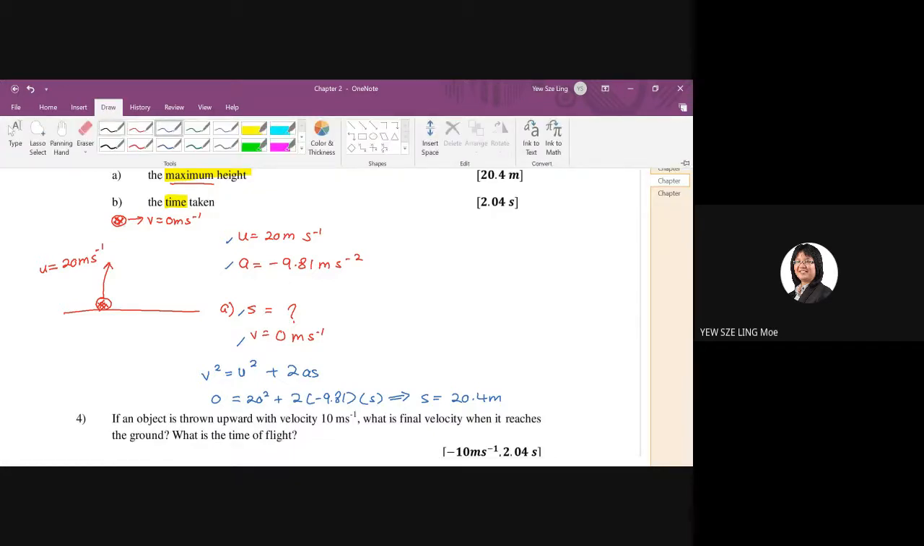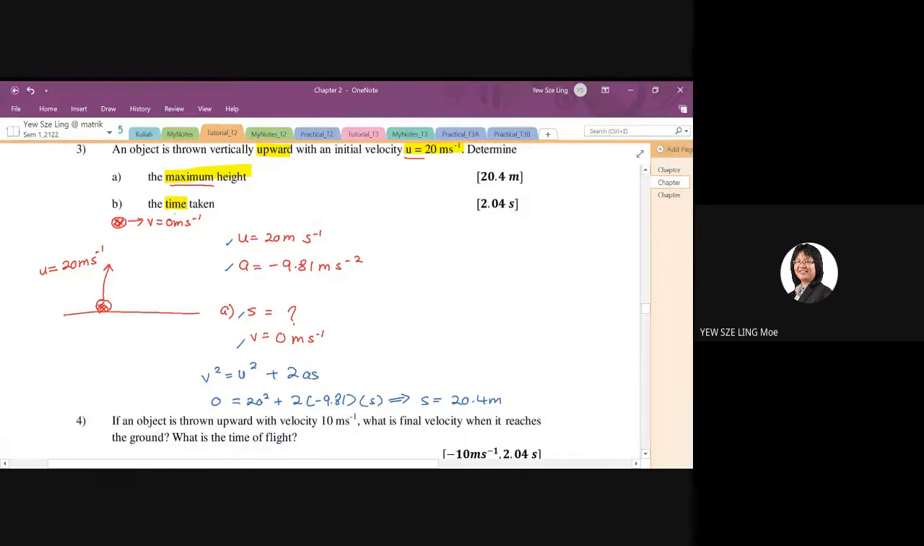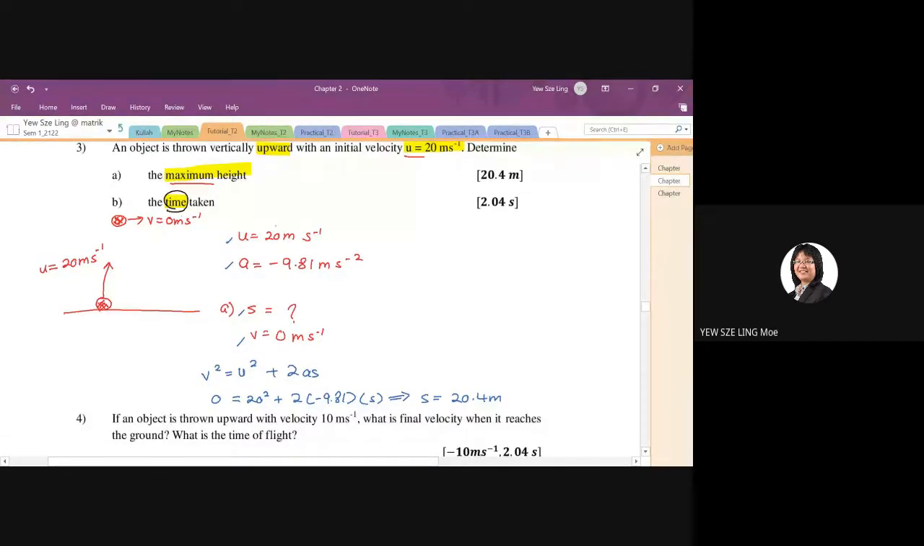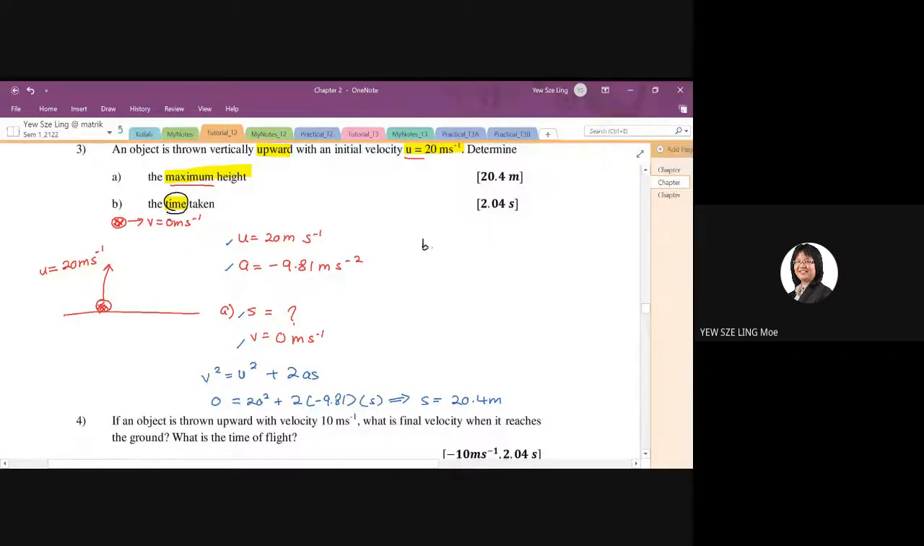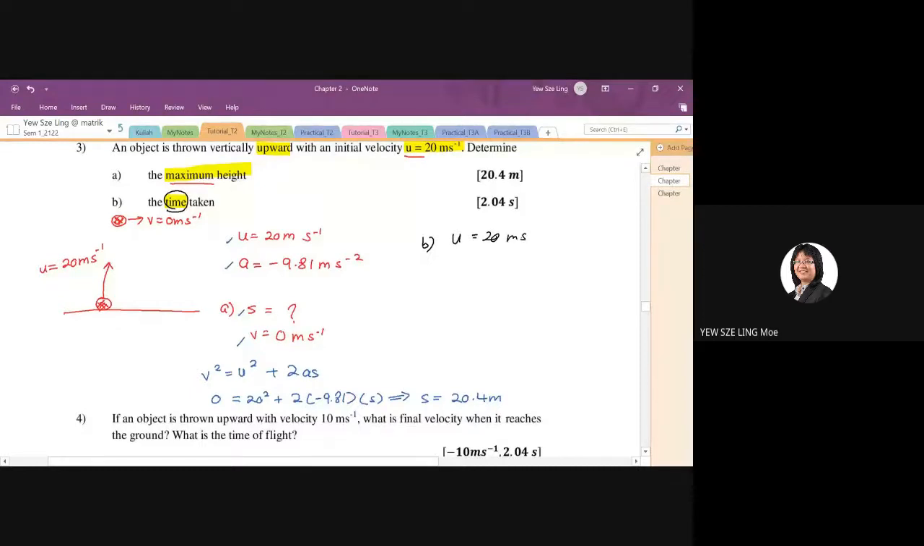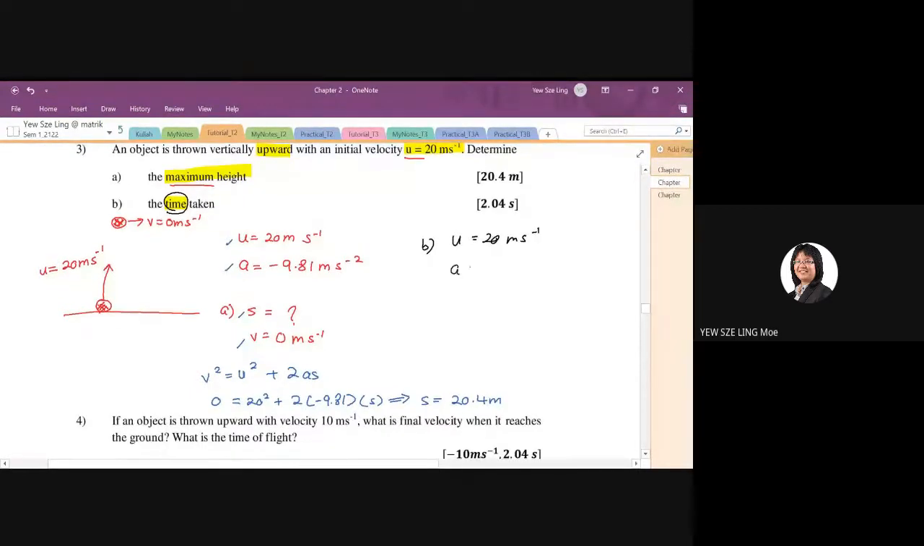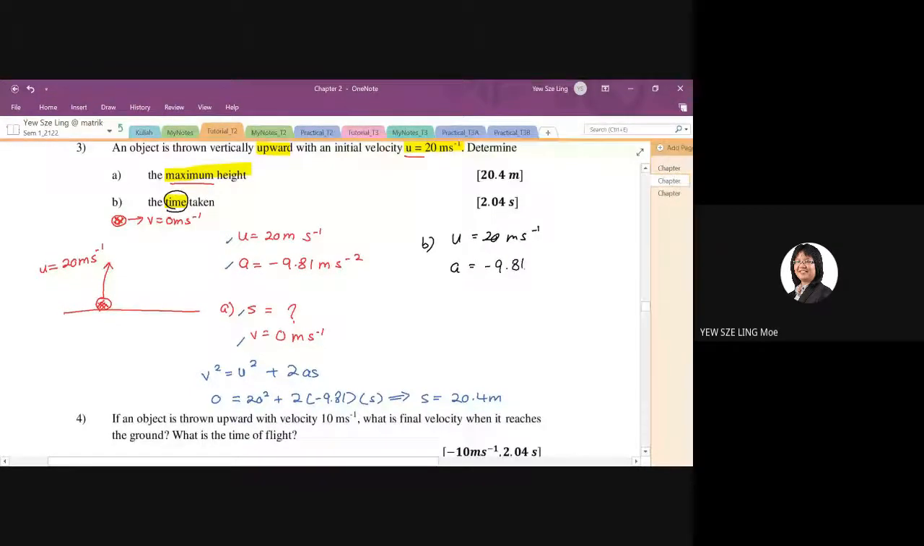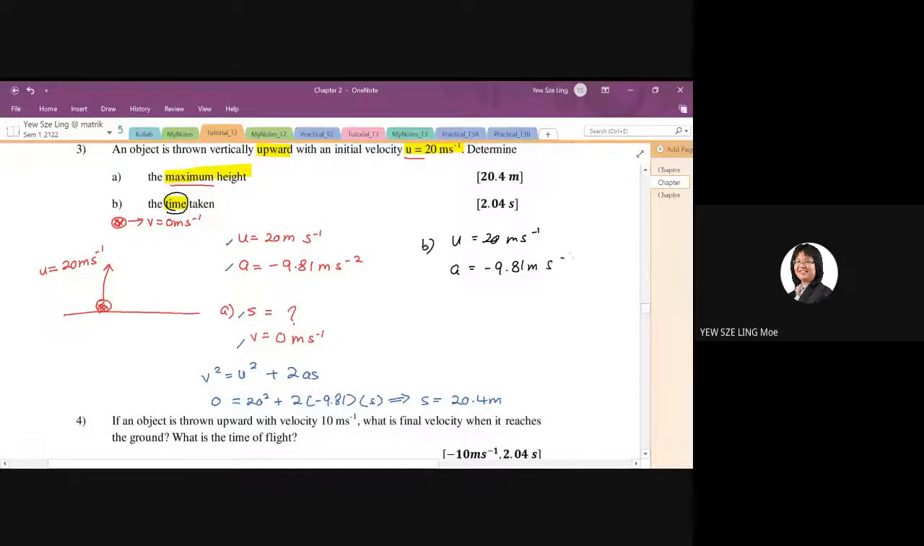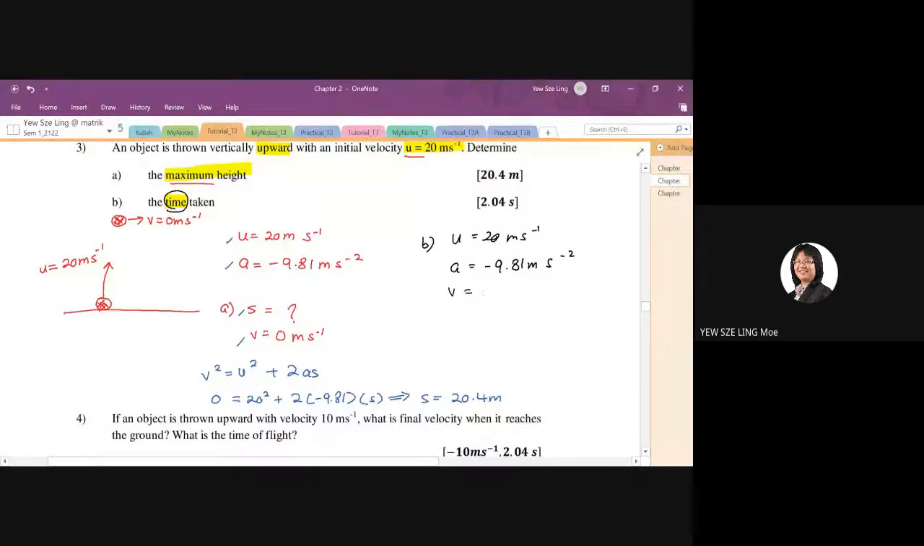So let's look at question 2, the time taken. This one is easy. The time taken to reach maximum height. What is the information that we have? Same, u equals 20 meters per second, a equals negative 9.81 m/s², and v is equal to 0 m/s because it's at maximum height.